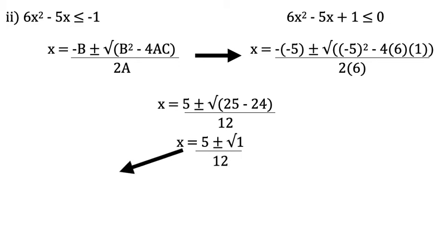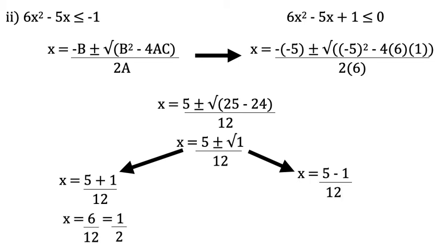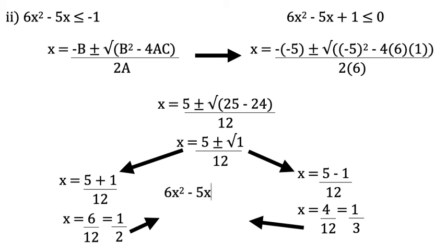We can split the plus or minus into two equations. We'd get x equals 5 plus 1 over 12 and x equals 5 minus 1 over 12. So on the positive side, we'd get x equals 6 over 12, which is equal to 1/2. On the negative side, we'd get x equals 4 over 12, which is equal to 1/3. Plugging these back in together, we could see that 6x squared minus 5x plus 1 less than or equal to 0 would give us x minus 1/2 times x minus 1/3 is less than or equal to 0.